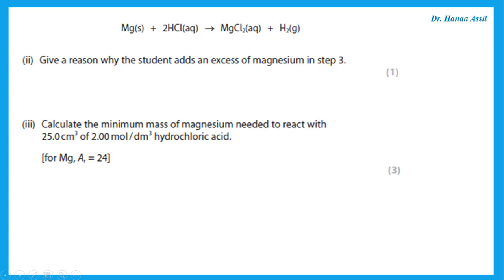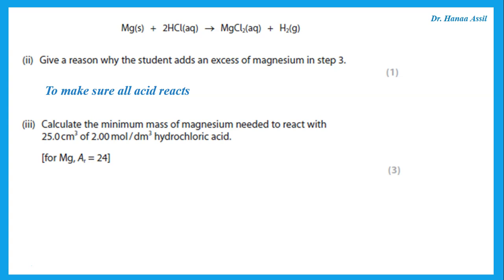Give a reason why the student adds excess of magnesium in step 3. Why do we need excess magnesium? We said this is to make sure that all the acid reacts. Calculate the minimum mass of magnesium needed to react with this amount and this concentration of HCl.